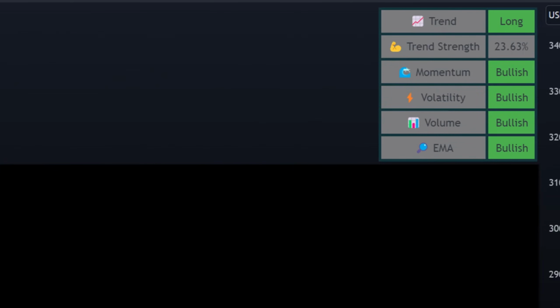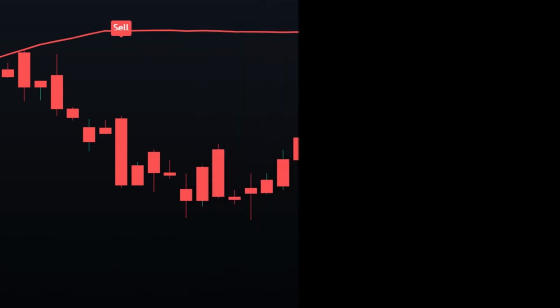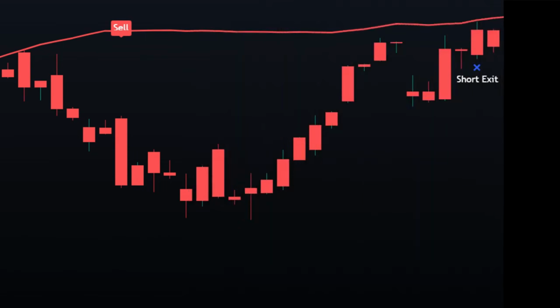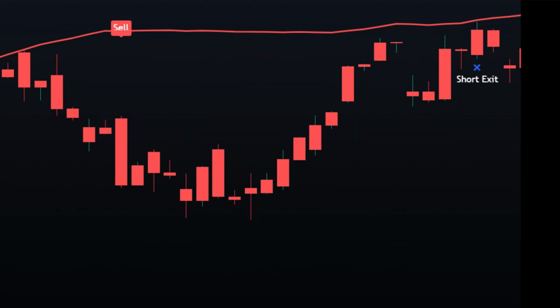So going back to the false entry signal example, here the indicator gives us a sell signal. But if we look at the trend table, nearly all the metrics are bullish, which could be a good indication this is not a good sell signal. So we would disregard this signal. And look what happens. We were actually in a consolidating market, and the price starts moving sideways, giving us what would have been a losing trade.